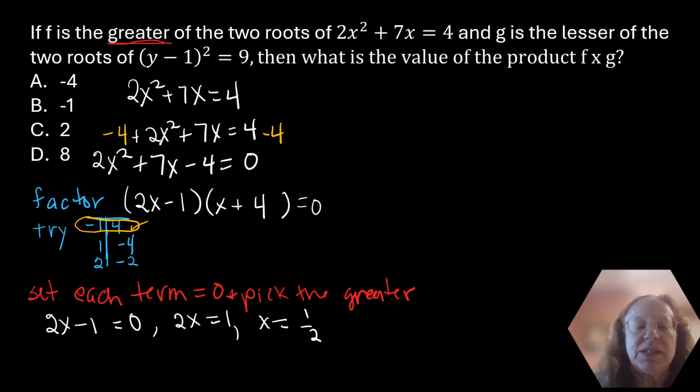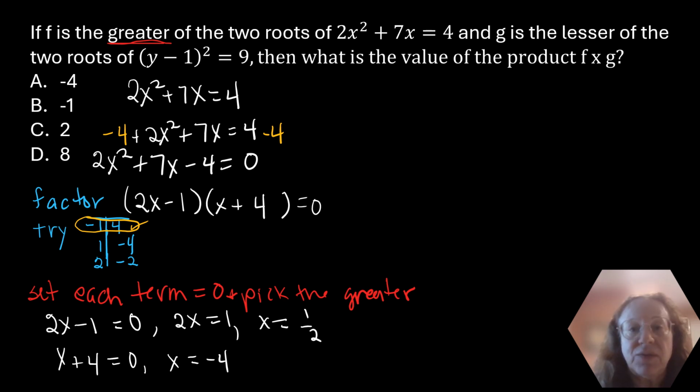So each term, we're going to set 2x minus 1 equal to 0. That gives us 2x equal to 1. Add 1 to both sides. Divide both sides by 2 and you get x equal to 1/2. The second term is x plus 4. Set that equal to 0, and subtract 4 from both sides, we get x equal to -4. 1/2 is greater than -4, so x equal to 1/2 is what we're looking for, the solution.